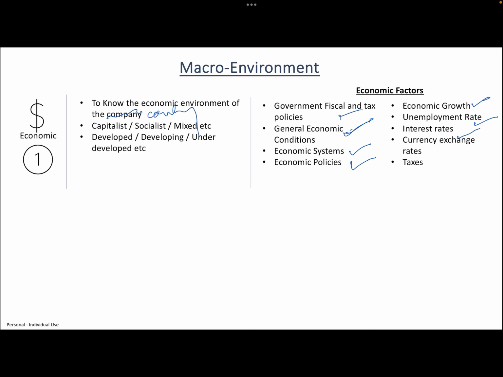Interest rates, exchange rates, currency exchange rates. Every company wants to do business where currency rates are stable, right? If currency rates are not stable, then a huge amount will be lost in foreign exchange fluctuation. That's why it is important to look for a country where currency exchange rates are stable, and also the tax structure in the country. These are all economic factors which will be studied by the company before making any decisions.